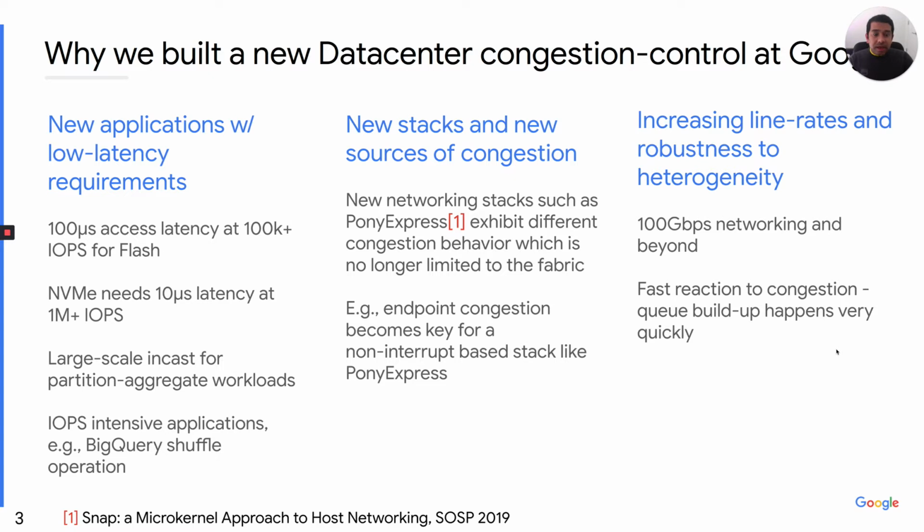Third, increasing line rates. We now have 100 Gbps networking and beyond. And what this means is that we need fast reaction to congestion because the queue buildup happens very quickly. Additionally, congestion control needs to be robust to heterogeneity. Tying congestion control to switch internals has posed a maintenance burden.